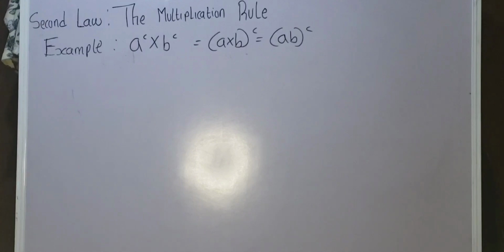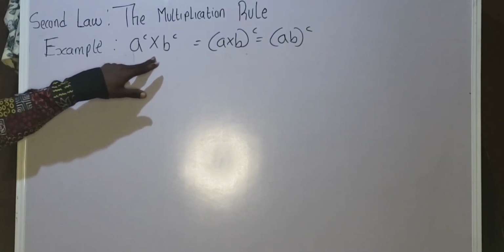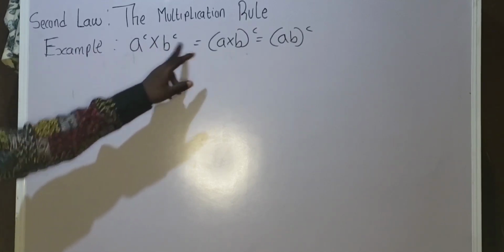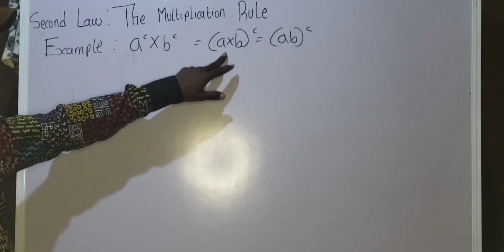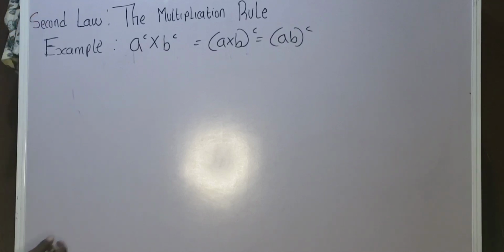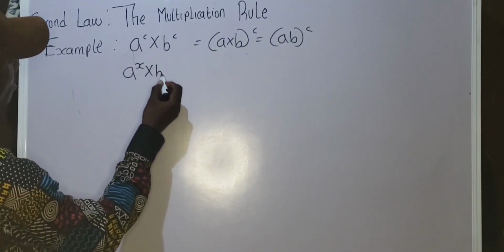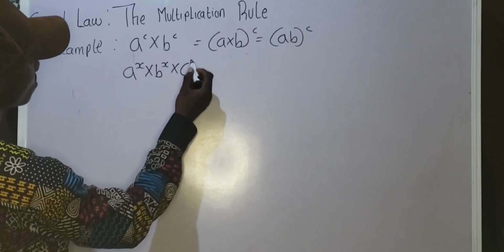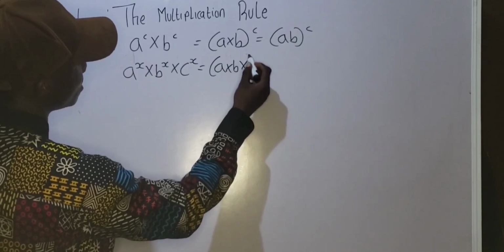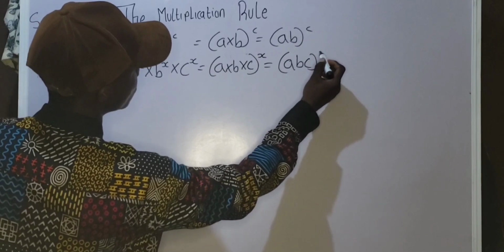Do you understand? That is, when we are multiplying two numbers that have different bases but the same power, the product of these two numbers is equal to the product of their bases, that is ab, you understand, raised to the power of a single power. Are you getting it? That is c. So, for example, if we have a raised to the power of x multiplied by b raised to the power of x multiplied by c raised to the power of x, this is equal to a multiplied by b multiplied by c raised to the power of x. For this, I'm going to have abc raised to the power of x.